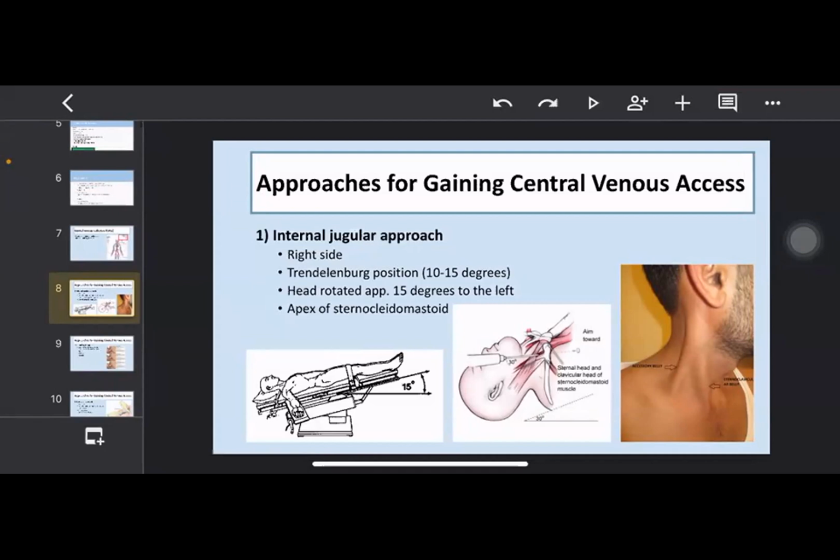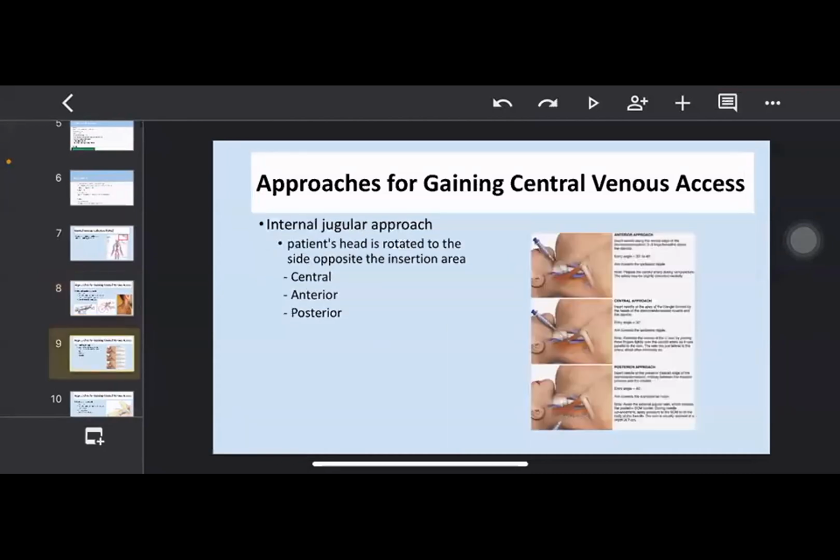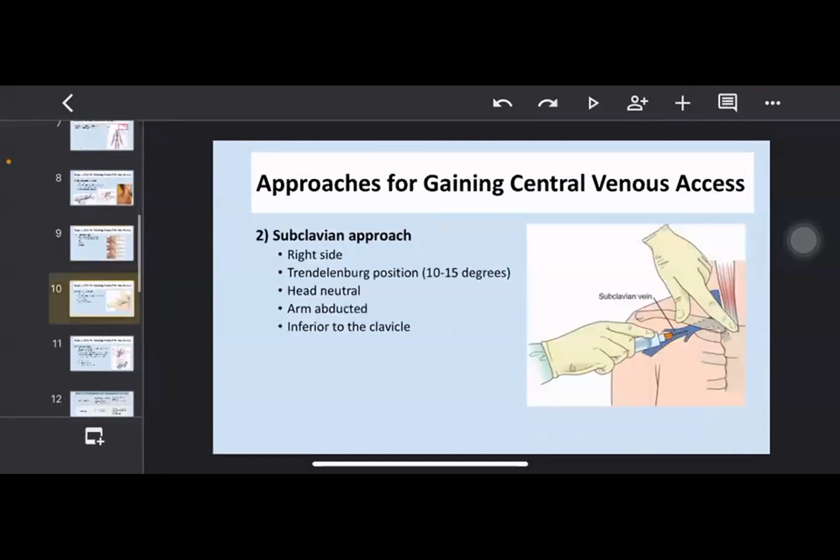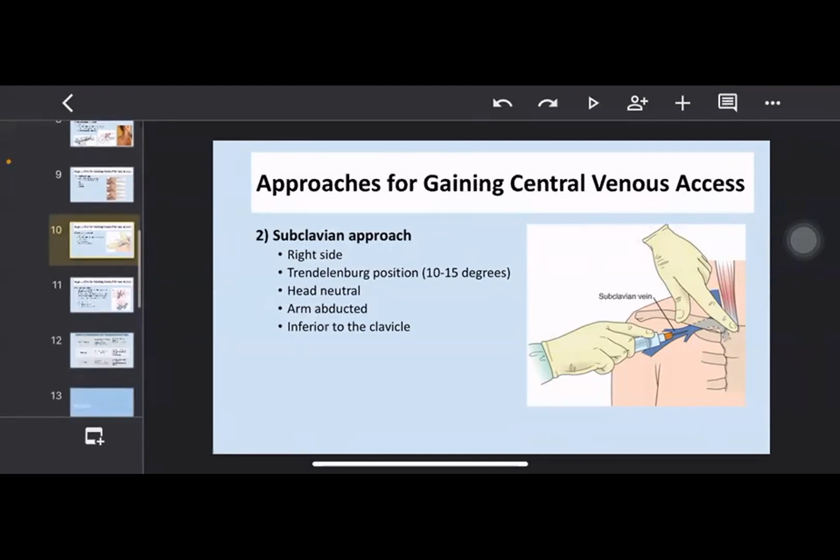This is when we lower the level of the head and elevate the feet so that the venous pressure is increased and there is more blood in the vein. The head is rotated slightly to the left so that it is easier for the doctor to puncture the vein at the apex of the sternocleidomastoid. There are three types of approaches at the IJV: central, anterior, and posterior. The second one is the subclavian approach. We do it on the right side, and we also set the patient in the Trendelenburg position. The head is neutral as it is quite far from the head, and the vein is located inferior to the clavicle.